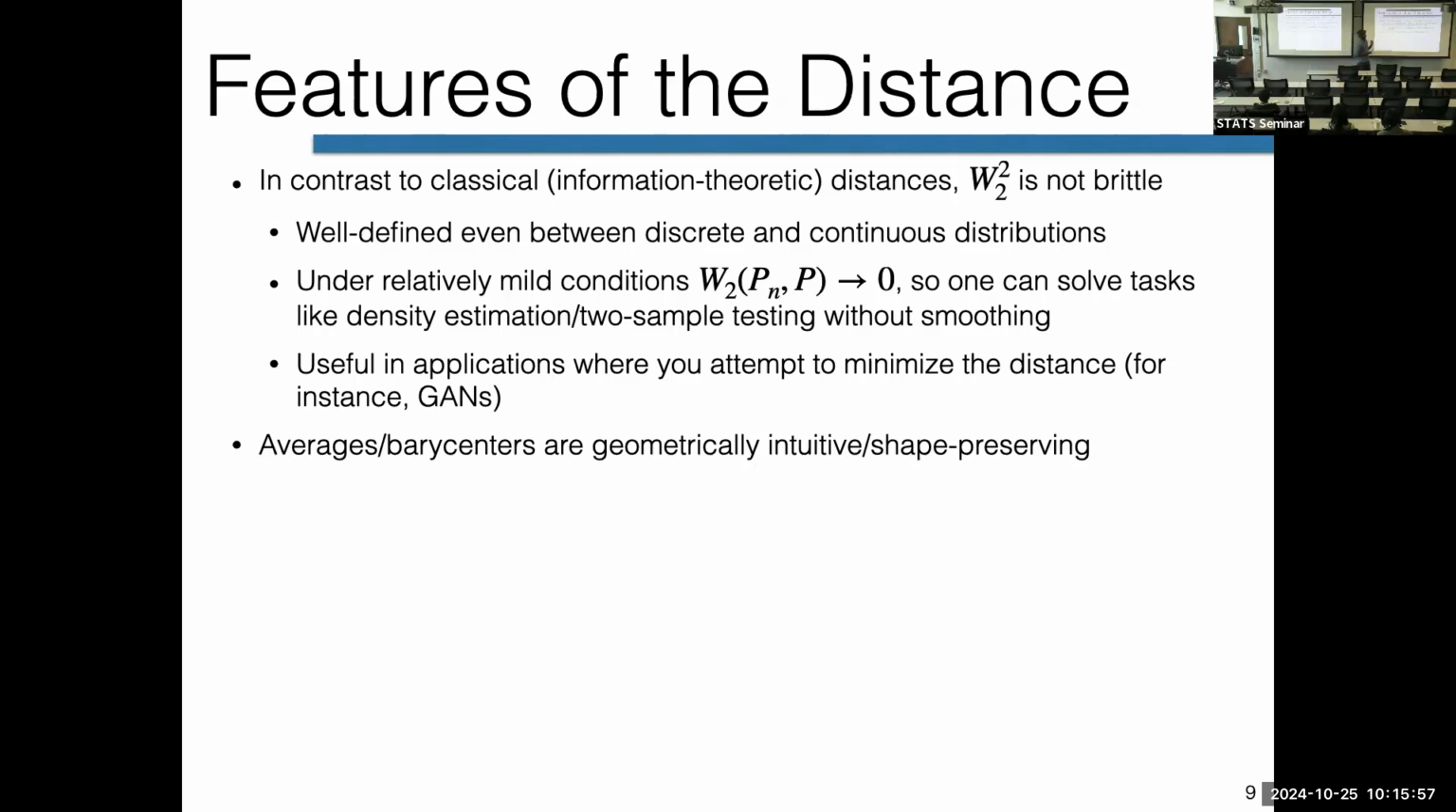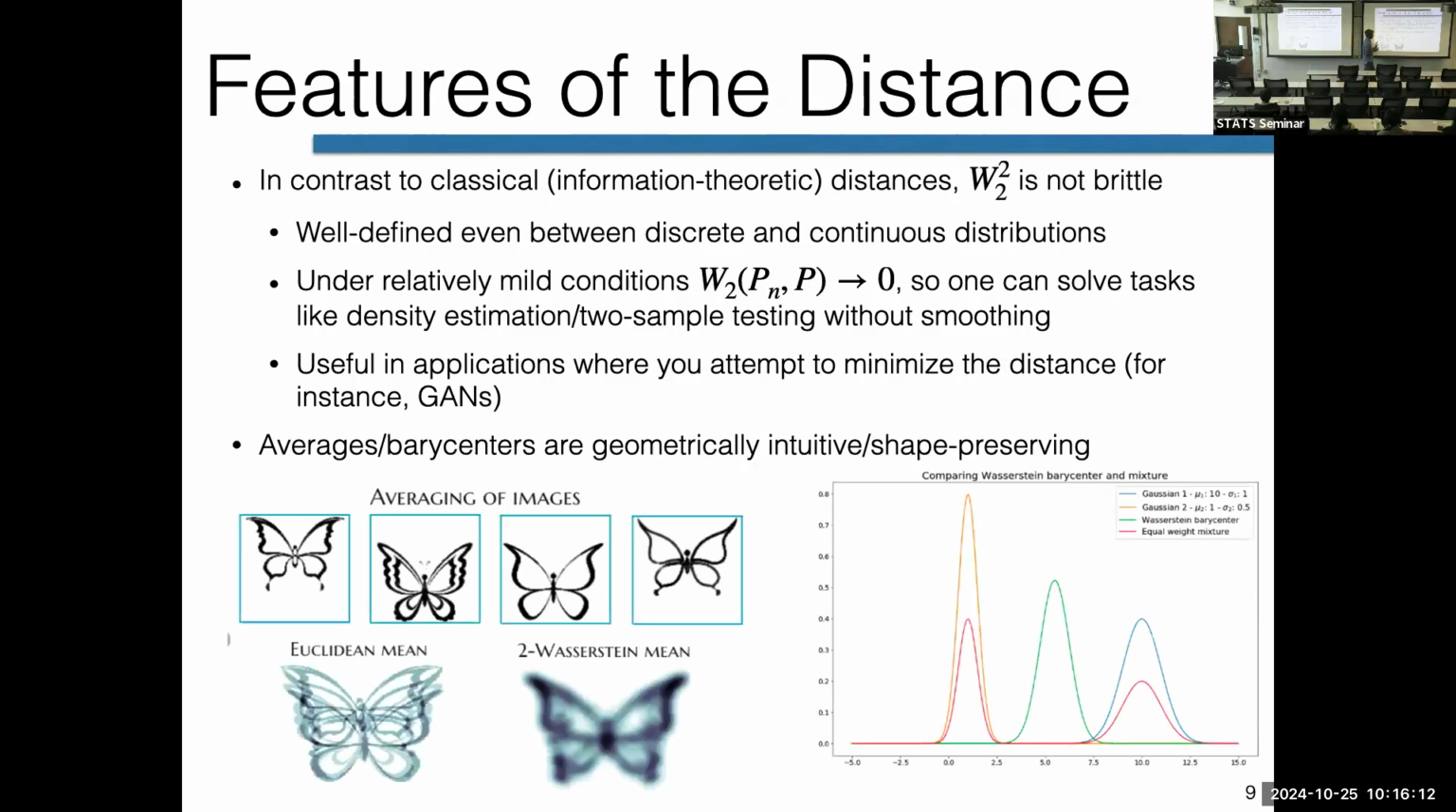Another nice feature of the Wasserstein distance is its averages and barycenters. If I take a bunch of distributions and ask what is their midpoint, it'll have some different behavior than the Euclidean midpoint of these distributions, and it will be in some sense more geometrically intuitive. Here's the picture you should keep in mind. It's probably easier to understand what's going on in the picture on the right. Suppose I gave you these two distributions, the orange Gaussian and the blue Gaussian, and I asked what is their midpoint?